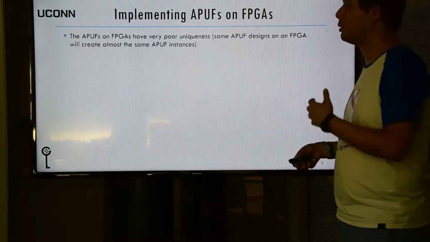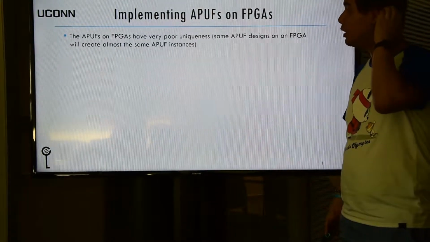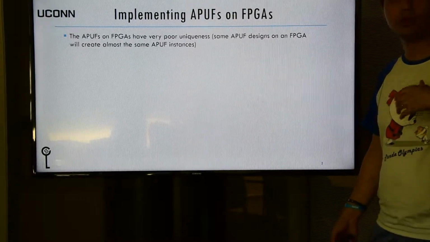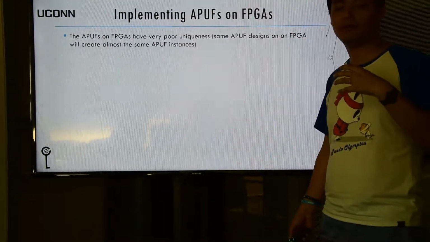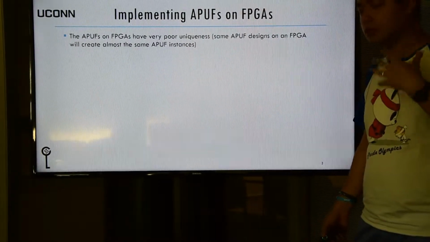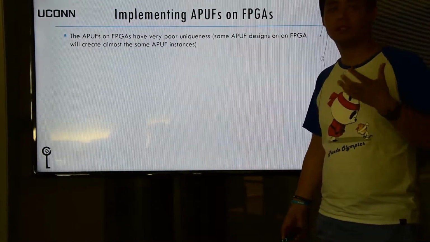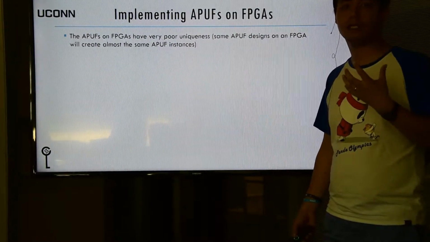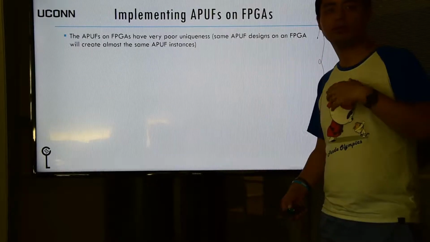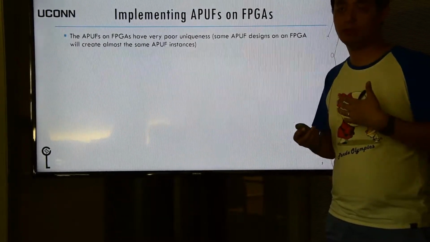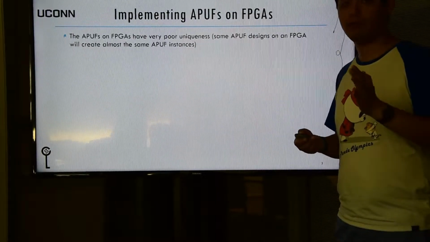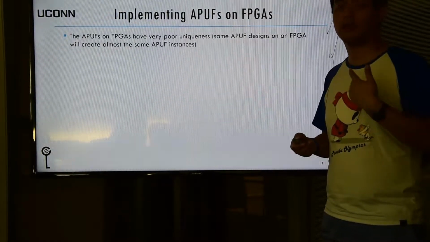So after this, let's see how to connect them together. When we implement arbiter paths, we usually have a very poor uniqueness problem. That means that if you download the same arbiter path design on an FPGA, it will always generate almost exactly the same arbiter path instance, and they will have exactly the same behavior. This also means that if you want to implement an XOR arbiter path, you will have trouble, because if you have an even number of XORs, then you will always get 0.